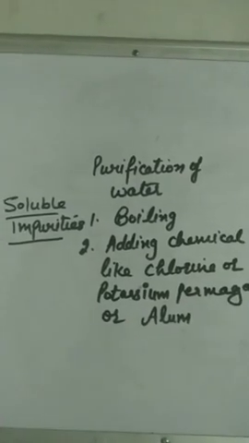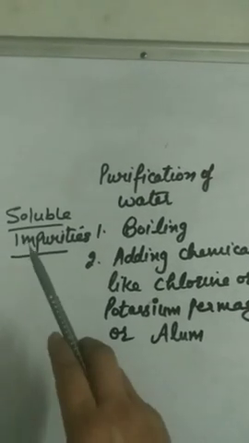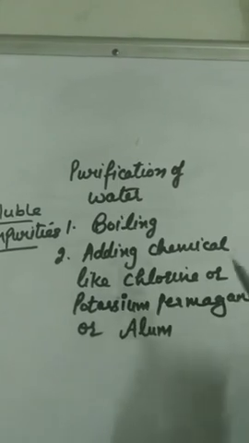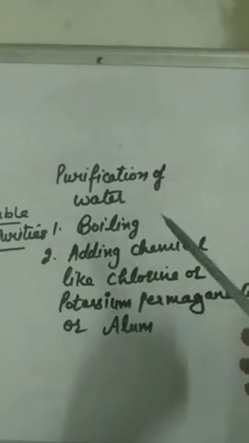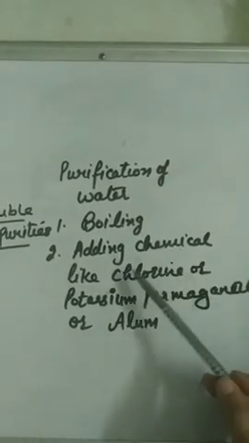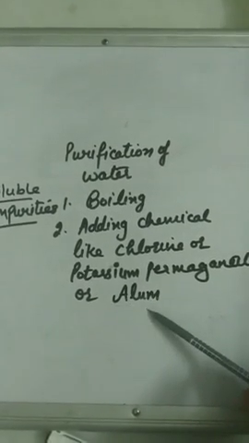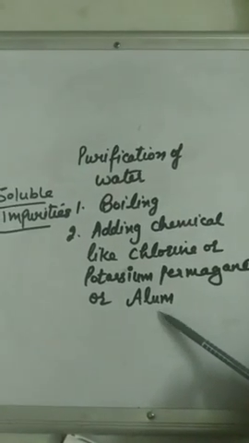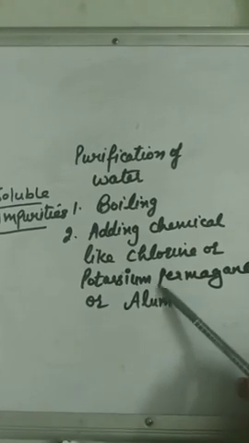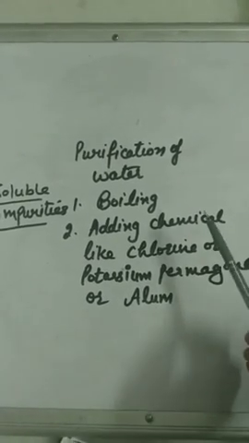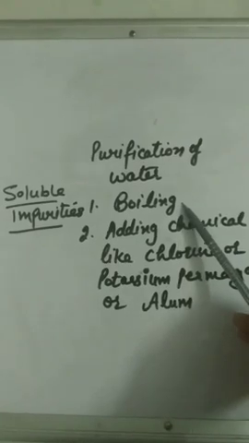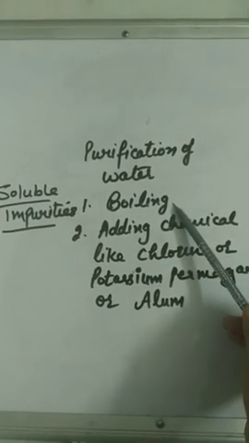Purification of water. Soluble impurities, how can we remove them? By boiling or by adding chemicals like chlorine or potassium permanganate or alum. Alum is available at home, so mostly we can use alum. Or boiling is the simplest process by which we can purify our water.